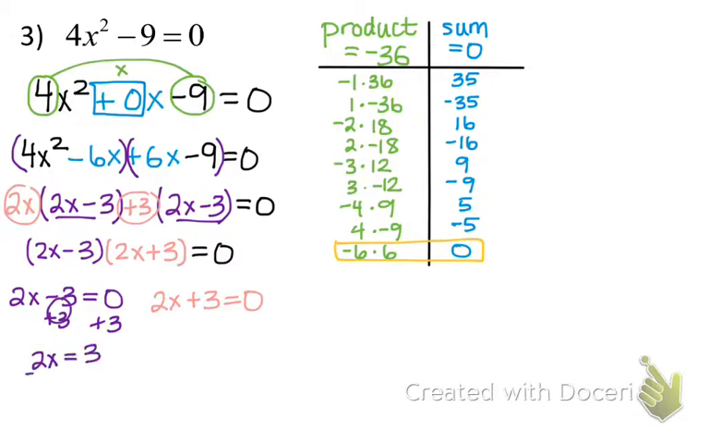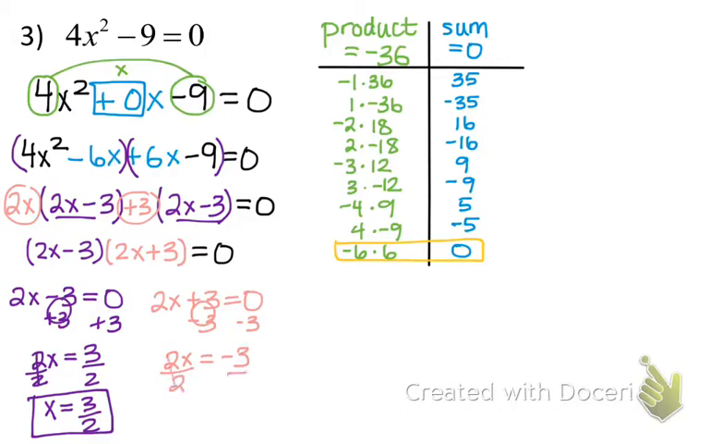So my first solution, we have x is equal to 3 halves. And in my second solution, we have x is equal to negative 3 halves.